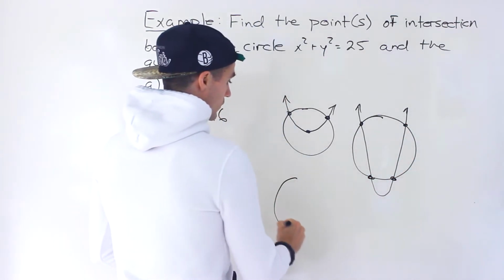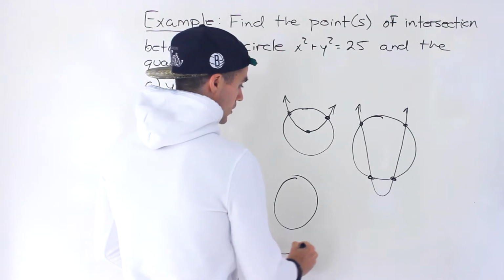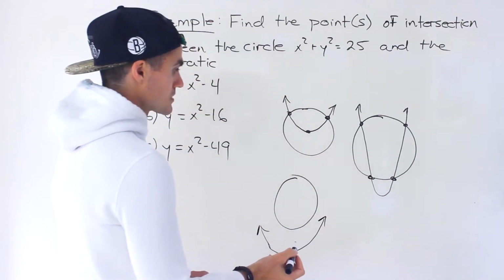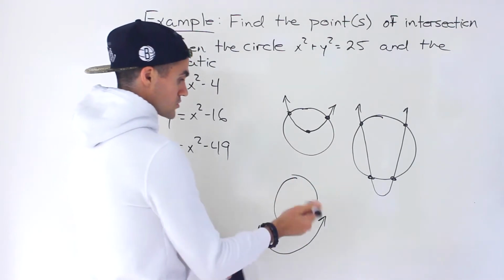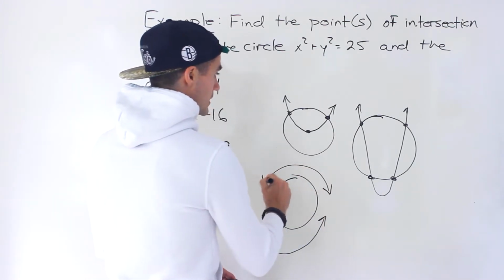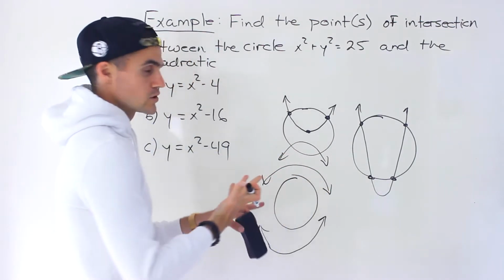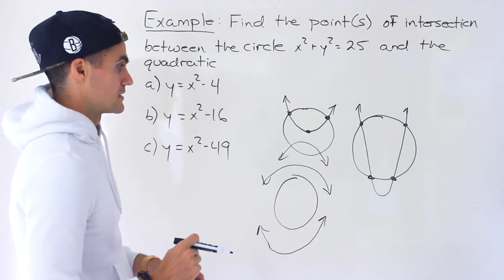Then you could also have another case where you have a circle, and then perhaps you have a quadratic that intersects the circle at no points. And then this quadratic can also be flipped over, right? It could be like this one, it could be opening down, etc. It doesn't matter which way the quadratic is opening.